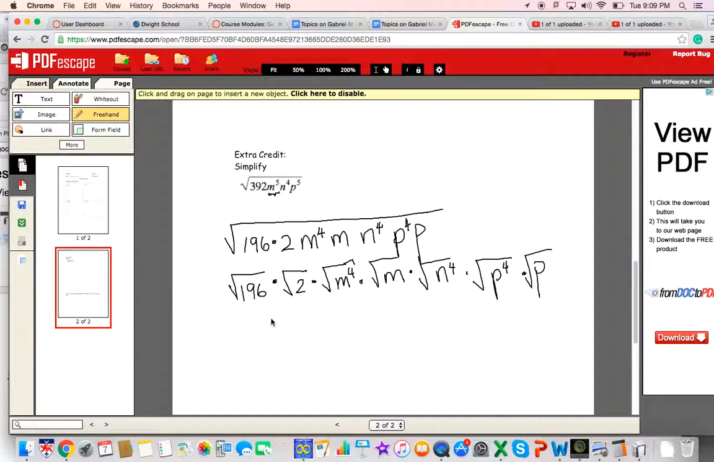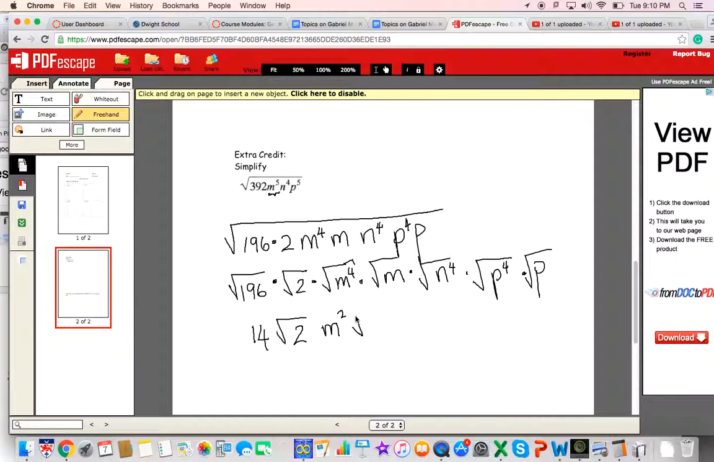All right. So ask yourself, does 196 have a perfect square root? And it does. The perfect square root is 14. Does 2 have a square root? Well, not a perfect one, so we have to leave it under the radical. Does m to the 4th have a perfect square root? Absolutely does. It's m squared. It's always half the exponent if you're doing square root. So we divide the exponent by the index of 2. That's how we got m squared.